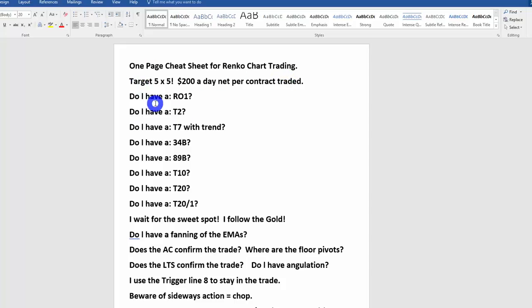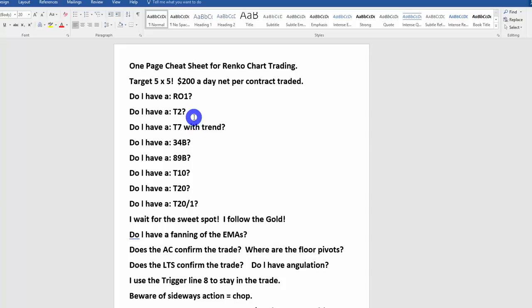Target 5x5. What is your daily target? 5x5 means $550 or 5 tick trades as a minimum. Our target there is $200 a day net per contract traded. Do I have a rule of one? For new members, you'll see that I uploaded a new video on the rule of one for Renko, which absolutely works, an absolute treat. We're going to be looking at some charts in a moment.